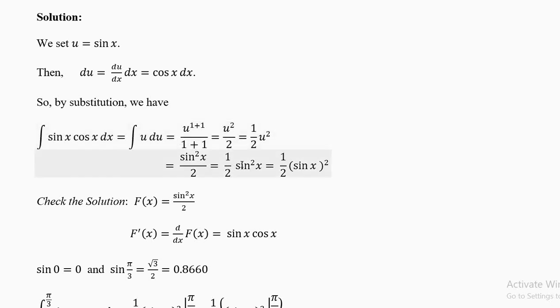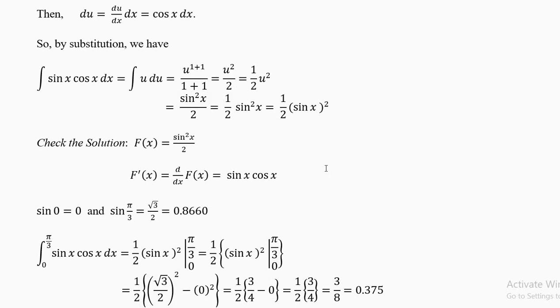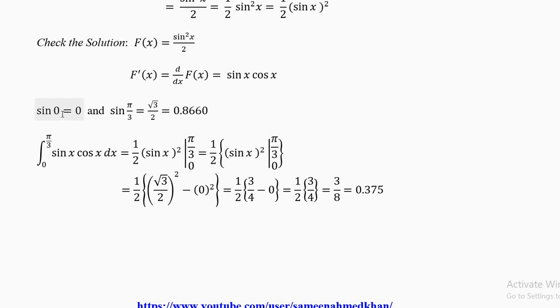Now put u equal to sine x, you'll get sine square x by 2. You can write it as half sine square x or half bracket sine x whole square. Now your capital F is half sine square x, and the derivative is sine x cos x, so the answer is correct. Now remember, sine 0 equal to 0, sine pi by 3 is root 3 by 2. If you do not remember root 3 by 2 from your school trigonometry, use 0.8660. At least use 3 or 4 points after the decimal.